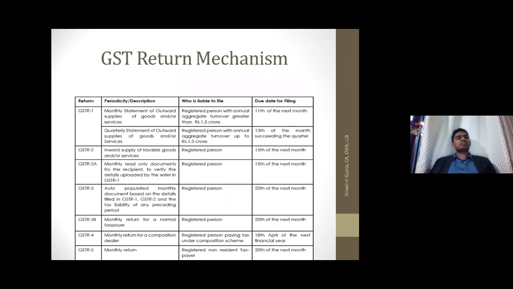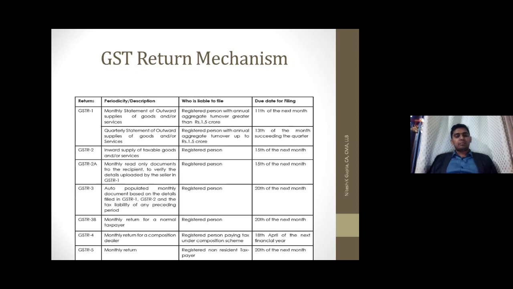So this is the GST return mechanism. GSTR 1 is to be filed monthly by people whose turnover is more than 1.5 crore, by the 11th of the next month. Quarterly, if your turnover is less than 1.5 crore, by the 13th of the month succeeding the quarter. GSTR 2 involves supply of taxable goods, by the 15th of the next month.